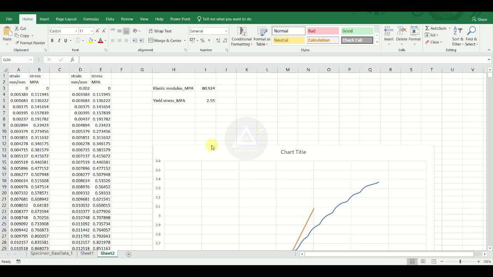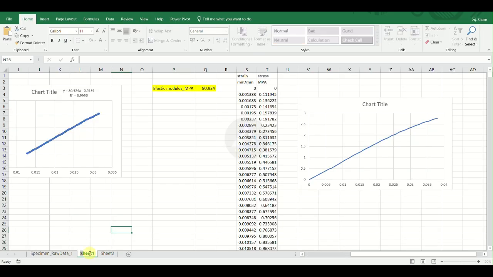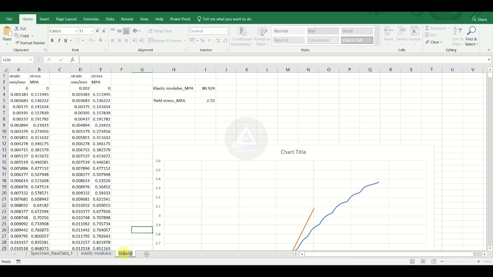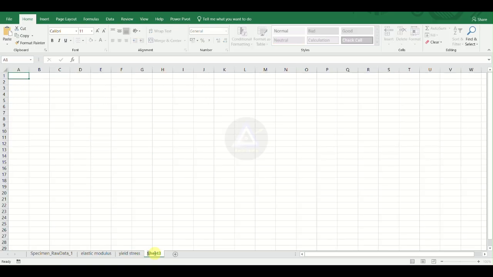Here we have this sheet with respect to elastic modulus, so you can give it the name elastic modulus, and this sheet is for measuring the yield stress, so we can give this name as yield stress. Okay, you can highlight this also if you want. So now we can create a new Excel sheet by giving the name as energy absorption. Within this we can measure so many things.